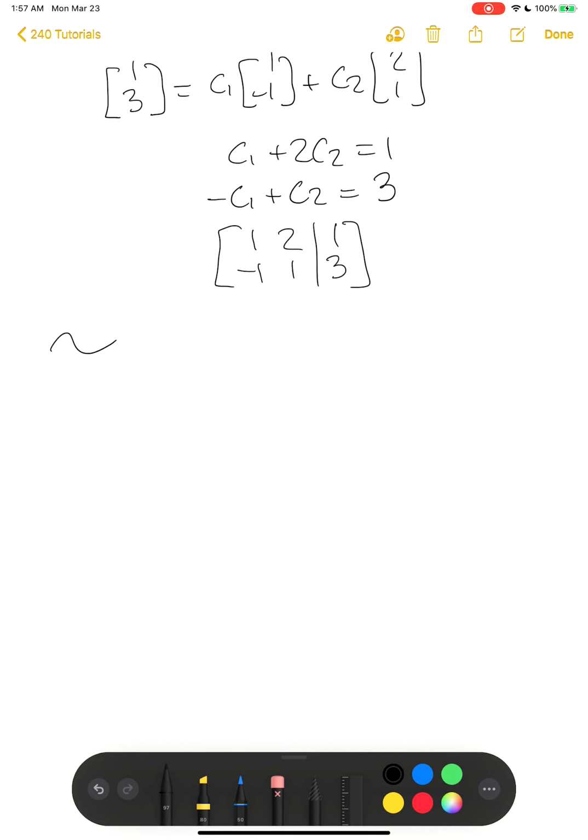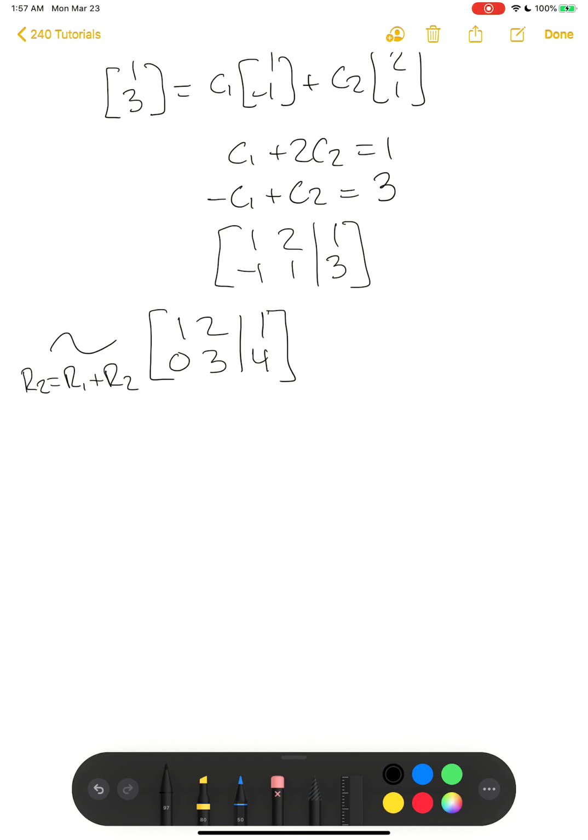So let's take one step. Let's do R2 is equal to R1 plus R2. So I have 1, 2, 1. Top row stays the same. The bottom row becomes 0. 2 plus 1 is 3. 1 plus 3 is 4.